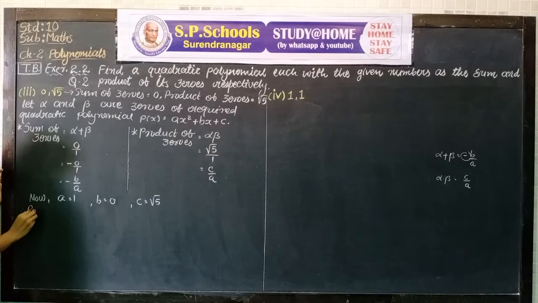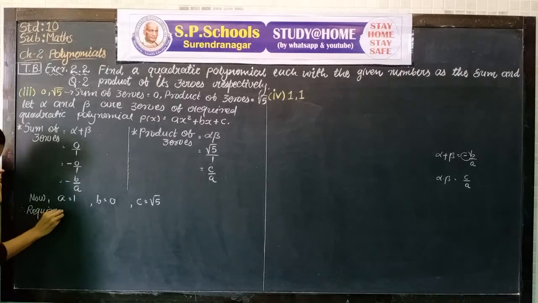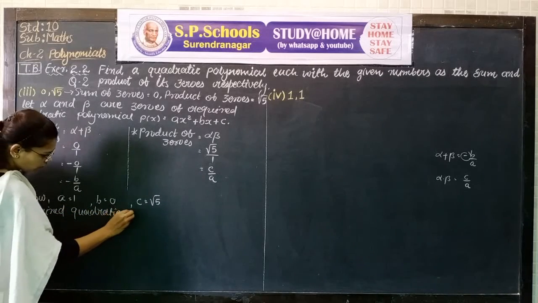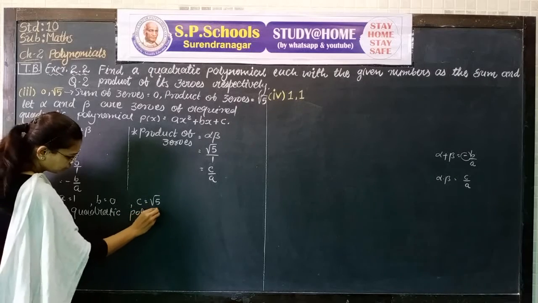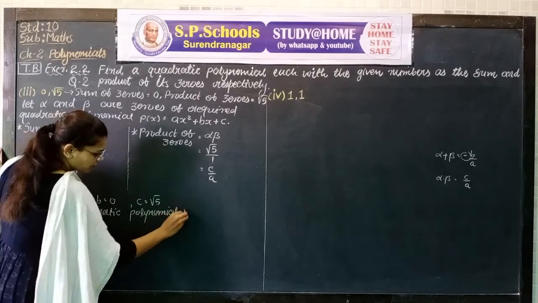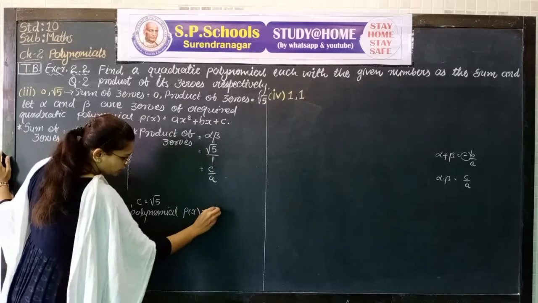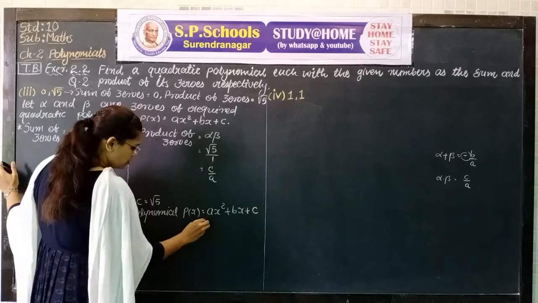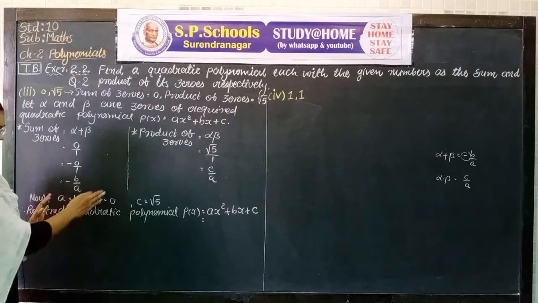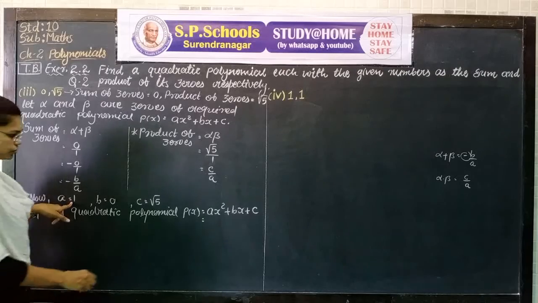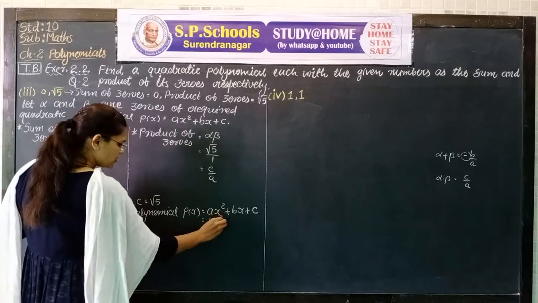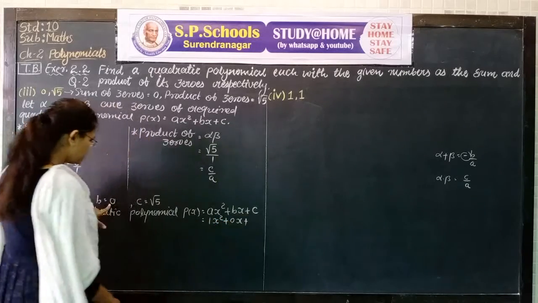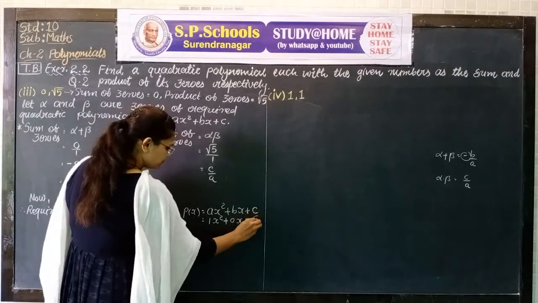Therefore, the required quadratic polynomial p of x is equal to ax square plus bx plus c. Now we substitute the values of a, b and c. Here a is equal to 1, x square as it is, plus b is equal to 0, x as it is, and c is equal to root 5.